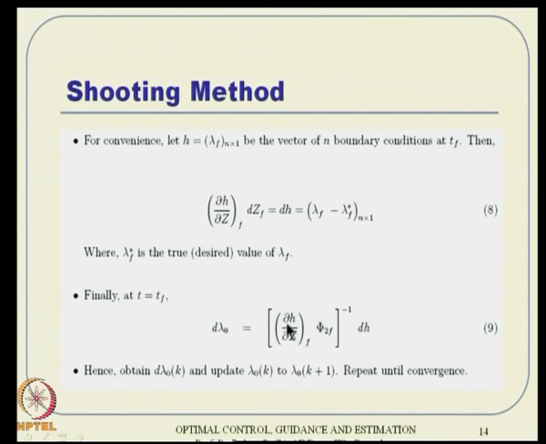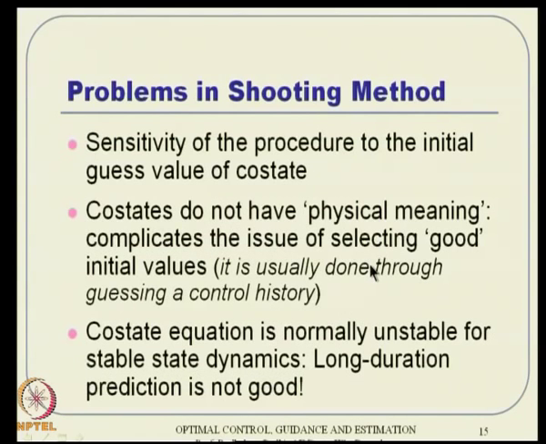Okay. Anyways, coming back, this is what it is. So, you keep on doing this exercise, you keep on computing d lambda 0 and correct your lambda 0 k to lambda 0 k plus 1 using this d lambda 0, okay, and then keep on repeating the procedure until convergence actually. So, this is how the shooting method operates.